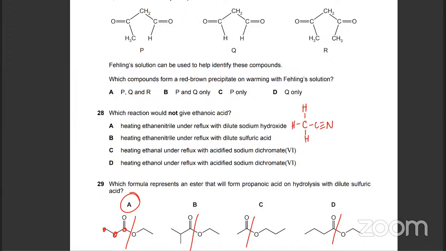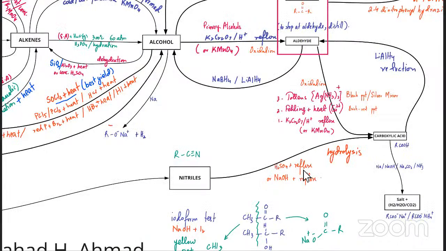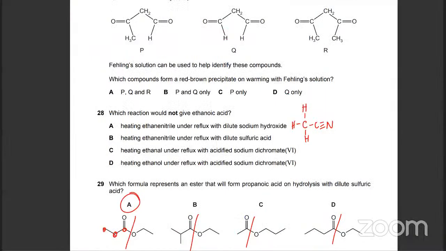This will undergo hydrolysis. You either need sulfuric acid or NaOH, so it's alkaline hydrolysis or acidic hydrolysis. The C will turn into carboxylic acid. But remember, whenever you use alkaline conditions, the carboxylic acid will eventually react, and instead it will form a salt of the carboxylic acid instead of the actual carboxylic acid. So that will not work. The second one will work. B is going to work.